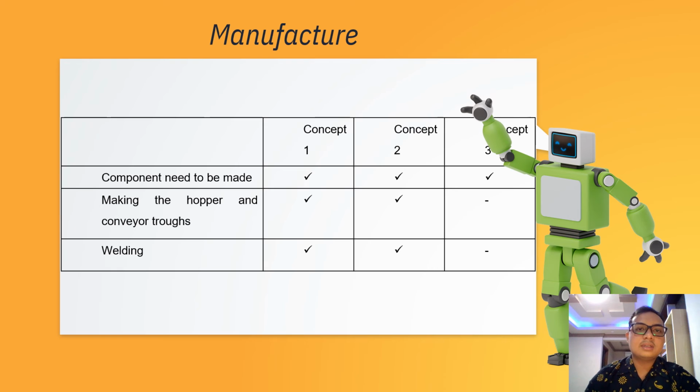The third is manufacture. Concept 1 and concept 2 are good for the components that need to be made, making the hopper and conveyor trucks, and welding. But concept 3 is only good in one manufacture criterion, which is the components that need to be made.